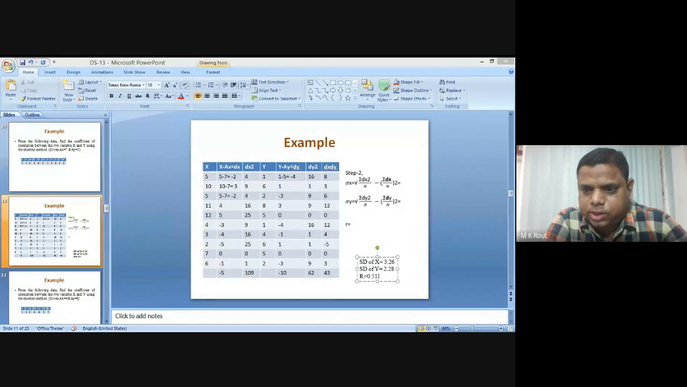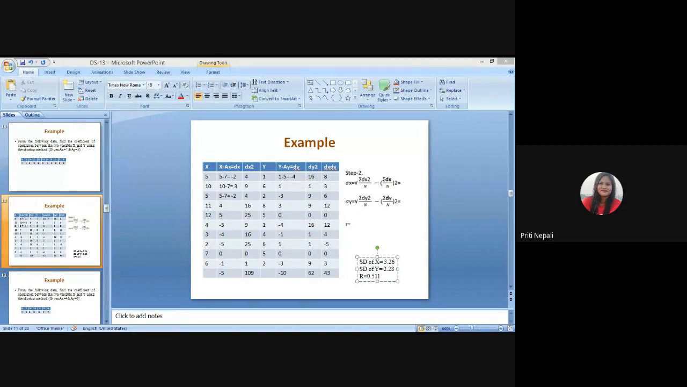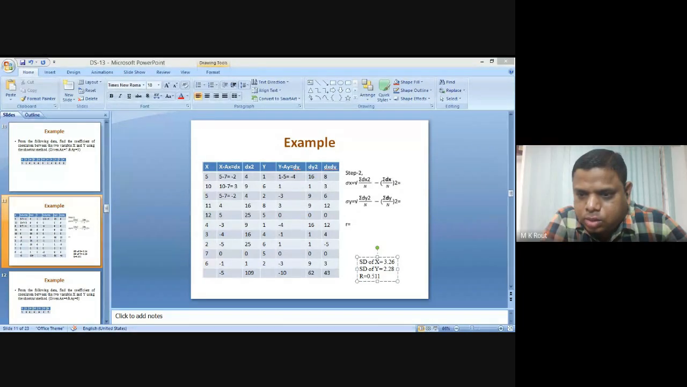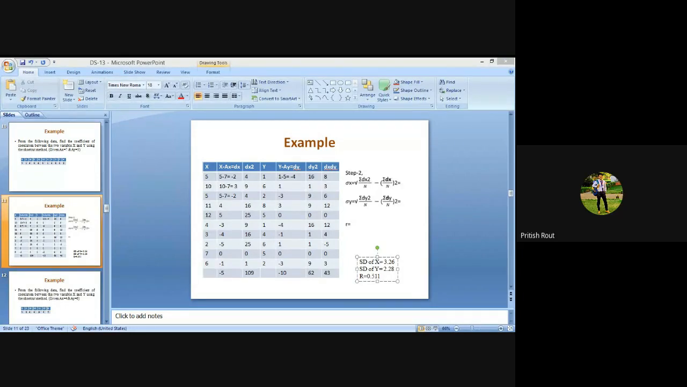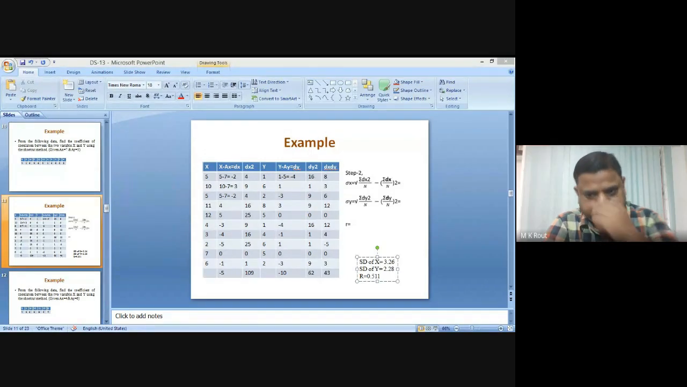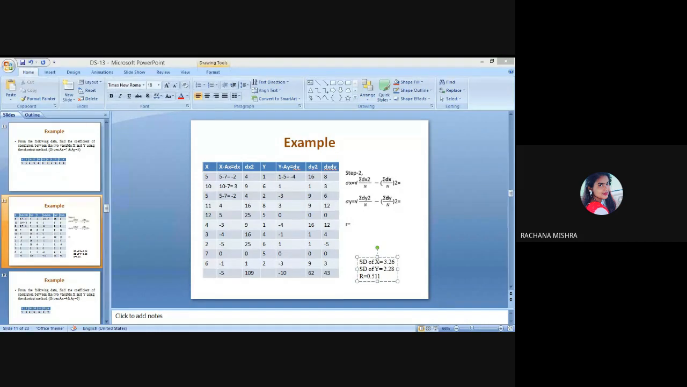Let's check. Priti Nepali, what is your answer for the Karl Pearson coefficient of correlation? 0.51. Priti, sir, 0.51 also. Okay, fine. Pooja Malik, are you there? Rachana Mishra, Sangram, your answer is correct. Fine. 0.51, sir. Okay, fine.